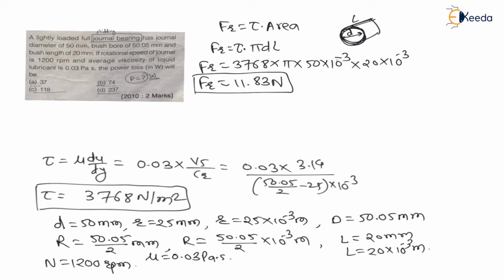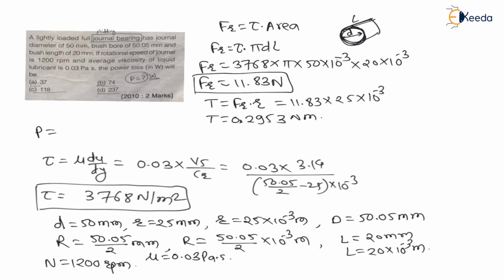Therefore there will be a frictional torque, which is frictional force into radius of shaft, equal to 11.83 into radius of shaft, 25 into 10 to the power minus 3, right? Therefore this frictional torque you will find to be 0.2953 Newton meter.